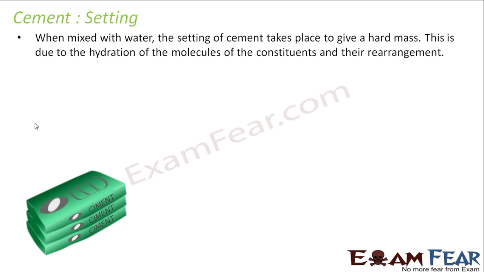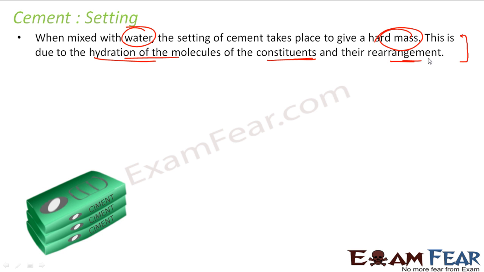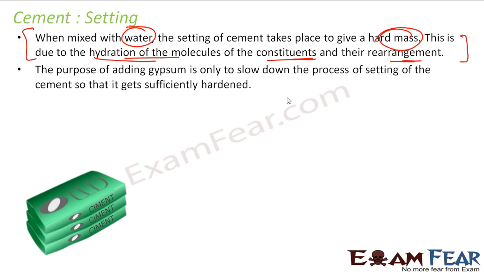Now we talk about the setting of cement. When you mix cement with water, it takes some time and it converts into a hard mass. This is because of the hydration of the molecules of the constituents and their rearrangement. The reason we add gypsum is to slow down the process of setting of cement so that it sufficiently gets hardened. If you don't put gypsum, it won't become hard properly. So if you want cement to become very hard after some time, you have to add gypsum.